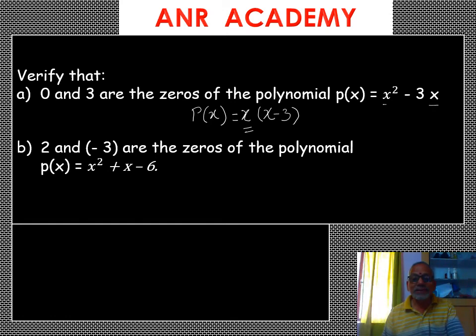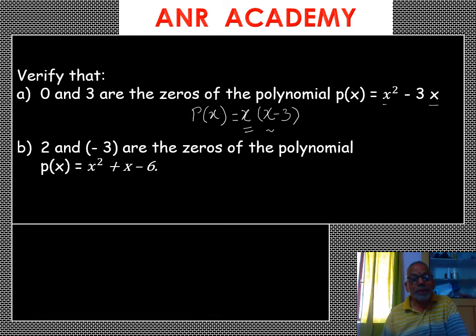So here in the second factor, if you take the value of x as 3, 3 minus 3 becomes 0. 0 into anything becomes 0. So 0 and 3 are the zeros of the polynomial x square minus 3x. Clear? So now this one.